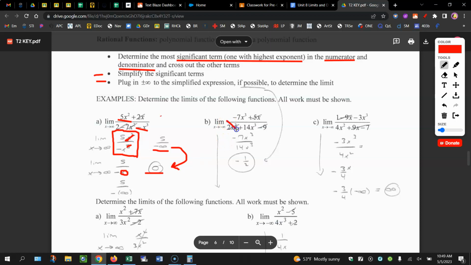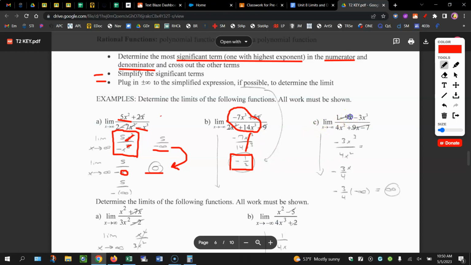Case 2, if your significant terms, your dominant terms, have the same exponent, when you simplify, those will simplify to 1, and you're just going to be left with the coefficients. In this case, we can simplify that to negative 1/2. We don't have anything to substitute in because we don't have any x's left over. So your limit is just what that simplifies to, in this case, negative 1/2.